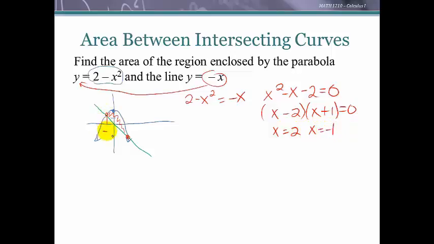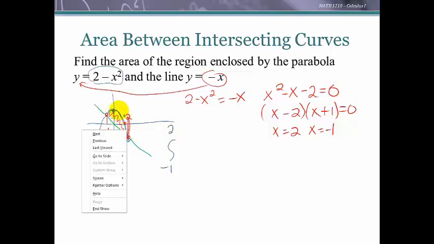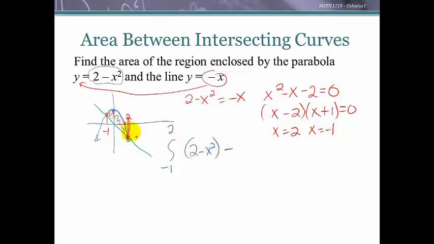So that looks about right, negative 1 and 2. So I can compute this. If I integrate from negative 1 to 2, I need to take the function that is above, and I can see that that's my parabola. So I'm going to take 2 minus x squared and subtract from that the function that's below, and that's the negative x, and then dx.